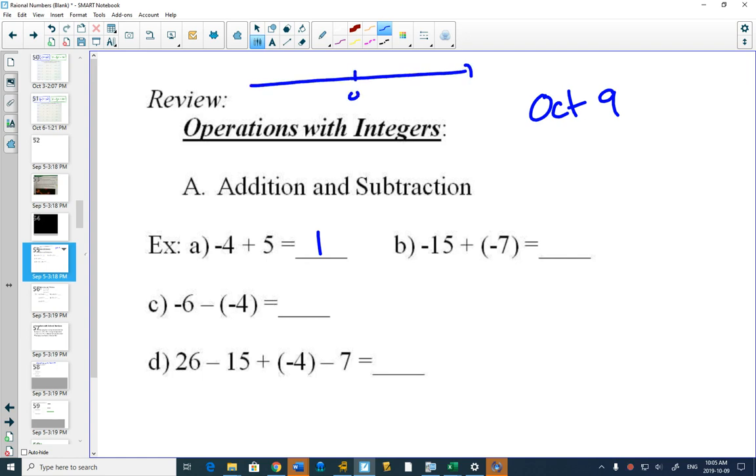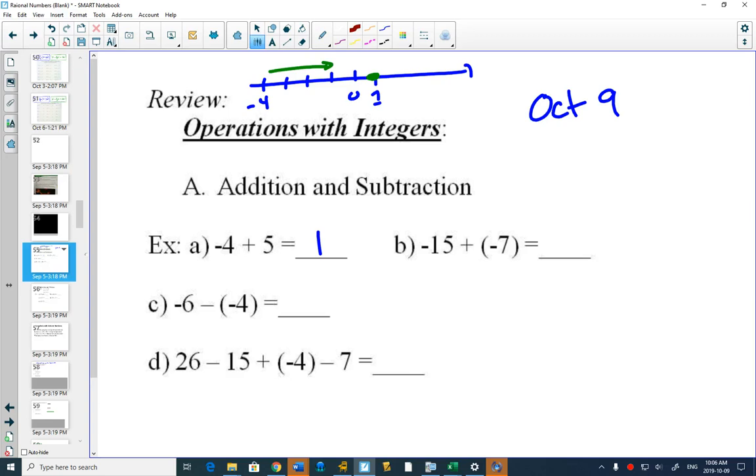This one says start at -4, and you're going to add 5. Add 5 goes 5 in this direction. Where is that going to end? It's going to end right here at positive 1. So again, if we're having trouble with our positives and our negatives, we can think of our number line.